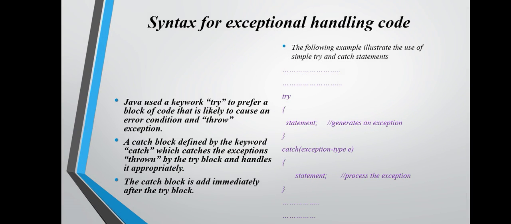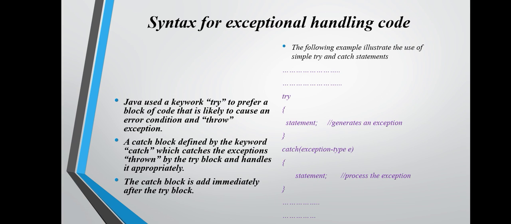And now let's see the syntax for exception handling code. Java uses a keyword called try, which blocks the code where an error condition may occur. This is called throwing exceptions. Here, Java uses the keyword try to block the code when an error condition has occurred.